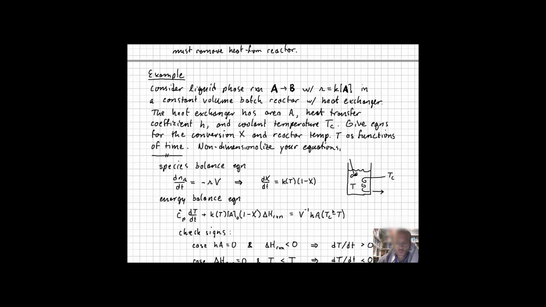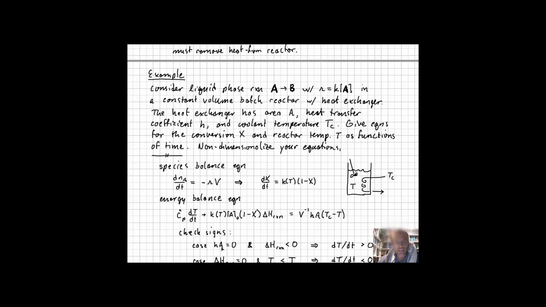Notice the form of the Q term here. It's the heat exchange coefficient times the area multiplied by (Tc minus T). Now I want to make sure, and this is a good habit for you guys as well, to go through and do a couple of sanity checks to make sure we got the signs on all of these terms correct. Let's consider the case where HA is equal to 0, so we basically have no heat exchanger. The heat of reaction is less than 0.